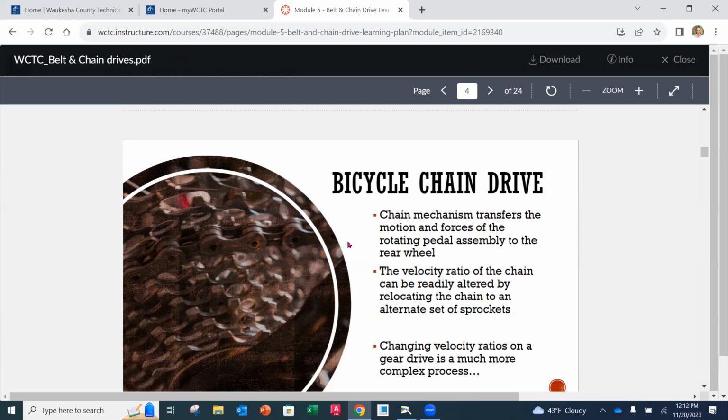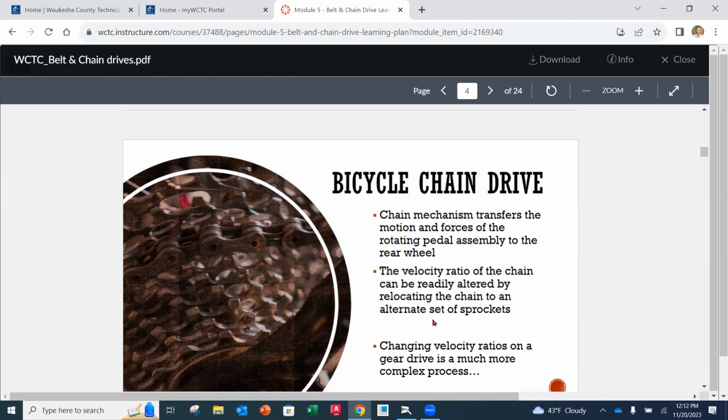The velocity ratio of that chain can be readily altered by relocating that chain. So on the gear shifter that you have on your bike, for instance, on a 10 speed, 12 speed, 20 speed, however many speeds are on your bike, you have the levers that are then going to push that chain from one type of sprocket to the next on the drive.